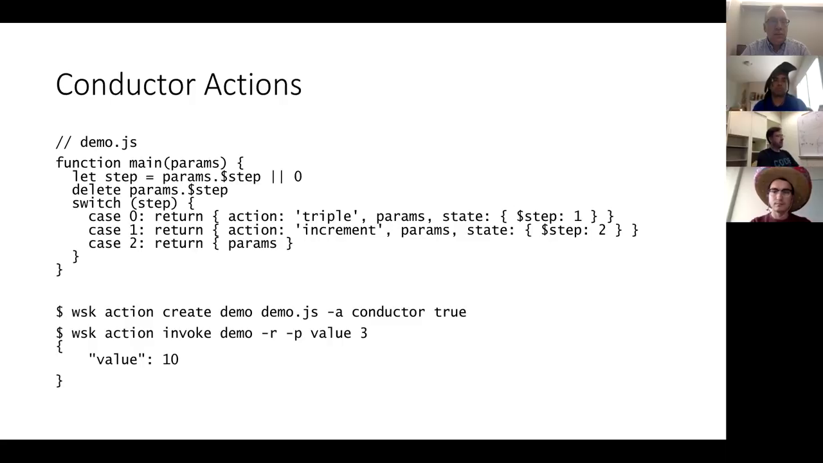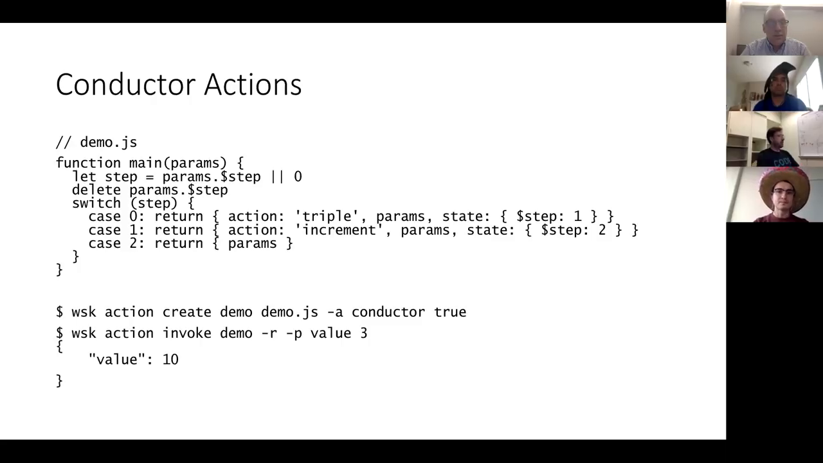The only difference here is that you have to specify an annotation with -a conductor true if you use the Whisk CLI. That tells the OpenWhisk controller that this is a special conductor action, and it should be taken care of using the special paths. So what you see at the top is the code.